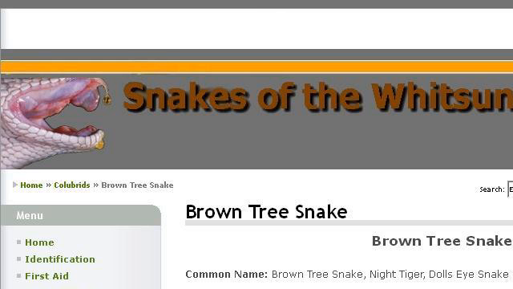The most helpful site to learn about the reproduction of a brown tree snake is www.snakesofthewhitsundays.com. See the page titled Brown Tree Snake, Snakes of the Whitsundays. This is the link.